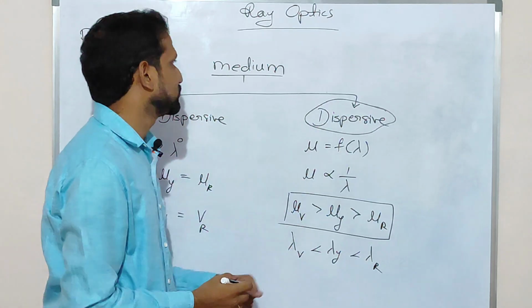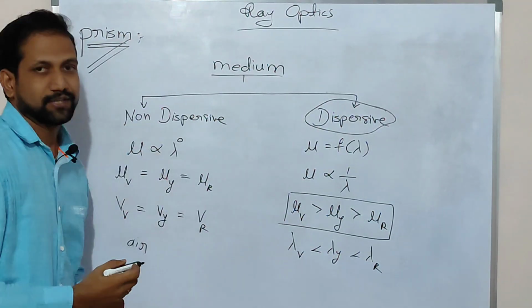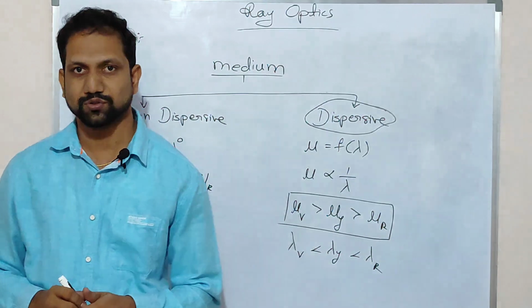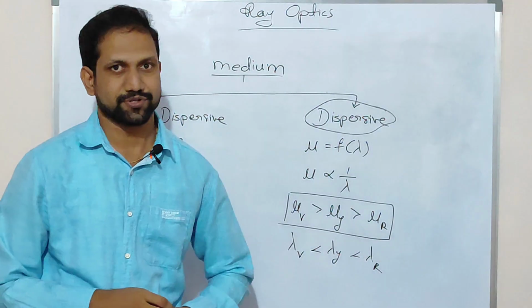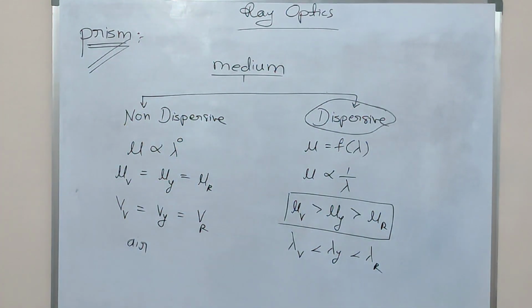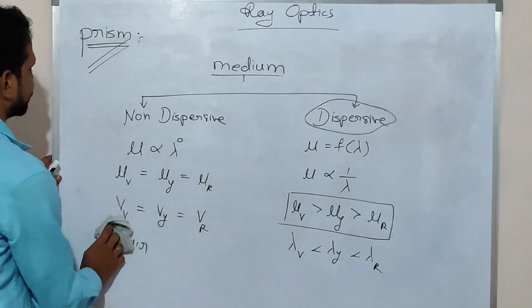Okay, so we are here. Example for dispersive medium is the prism. So we are going to have the prism case, and also we will have the dispersion through the thin prisms, right? So let us enter into the prism topic.